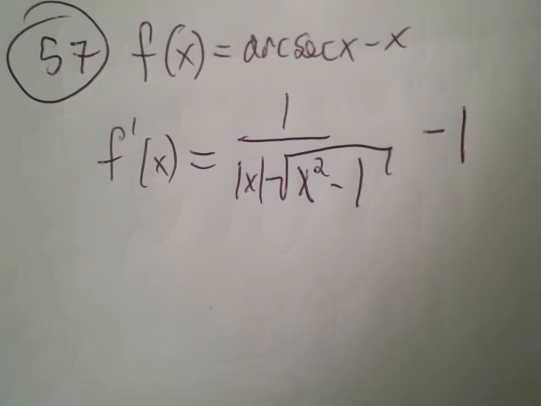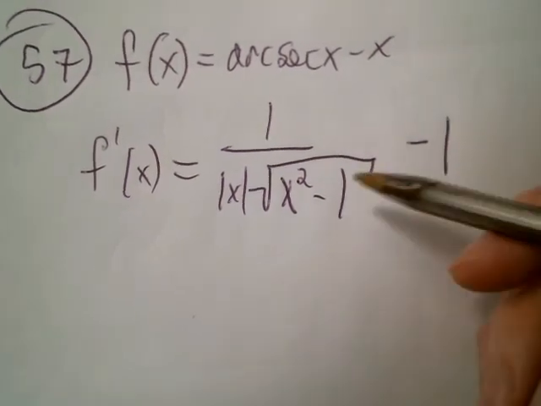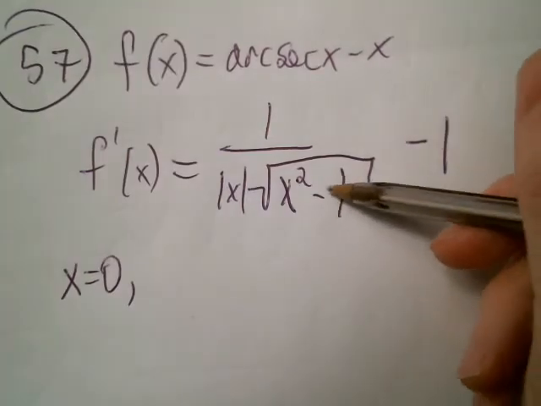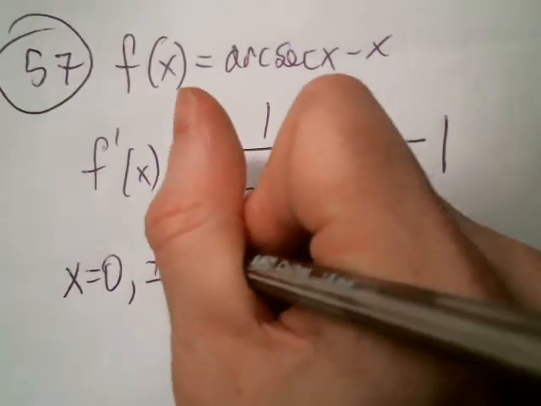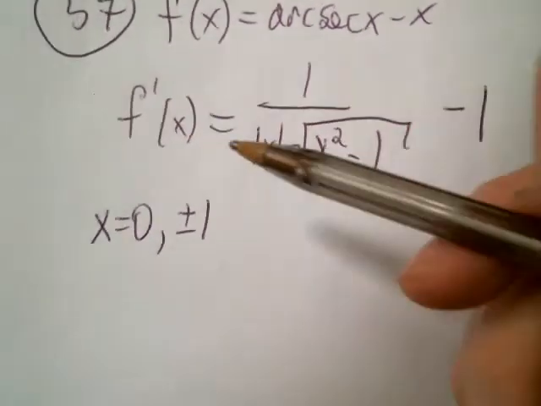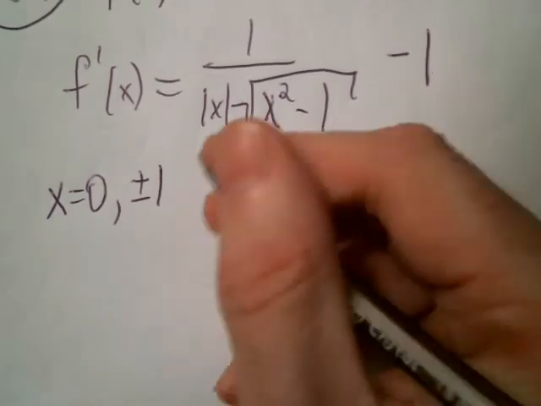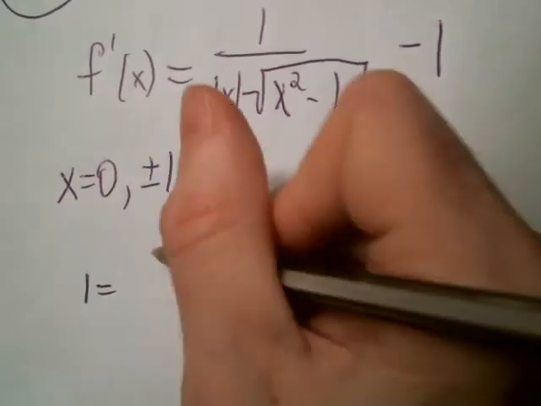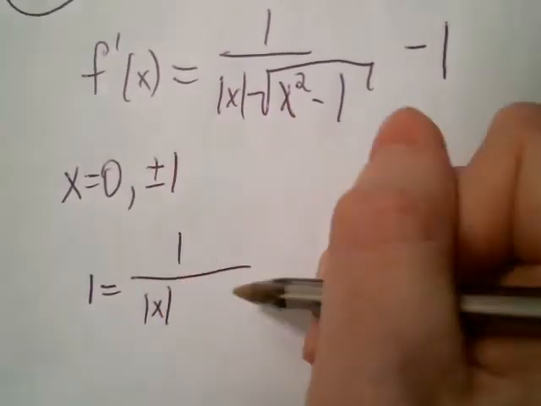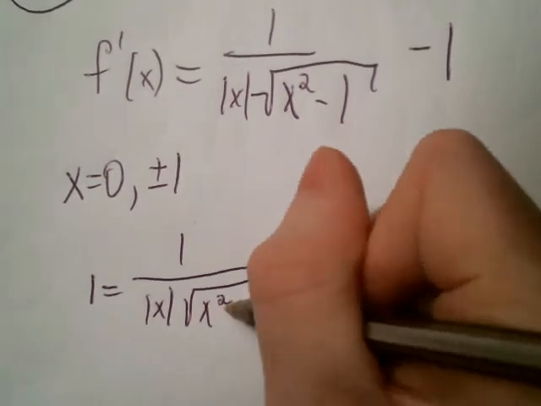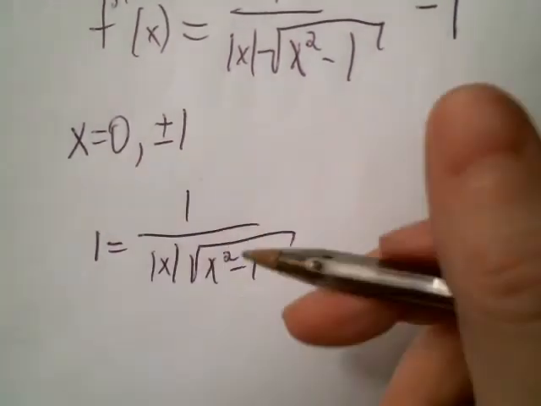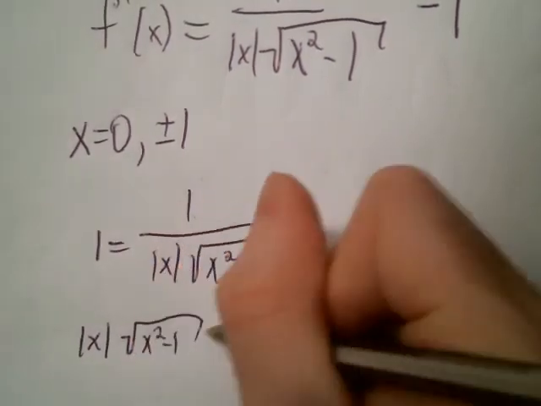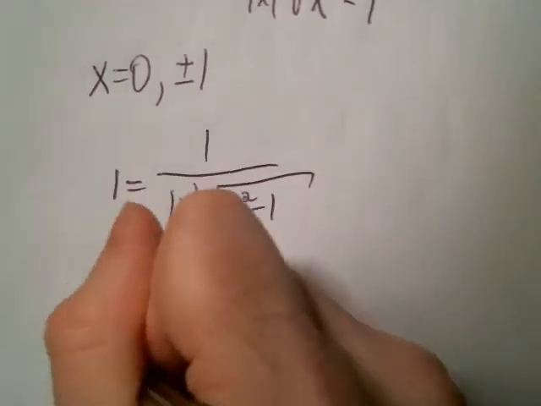We need the critical numbers of this guy, and the critical numbers would be at x equals 0, and then plus and minus 1 from this. So these are the places where this derivative is not defined. And then we could try to solve it and see if there's any solutions. So you set it equal to 0, put the 1 on the other side. Multiply both sides. Square both sides.